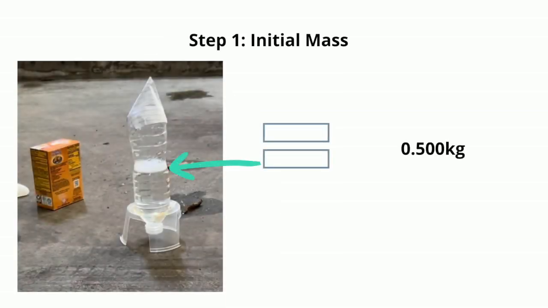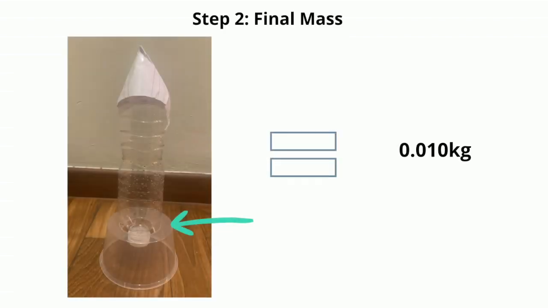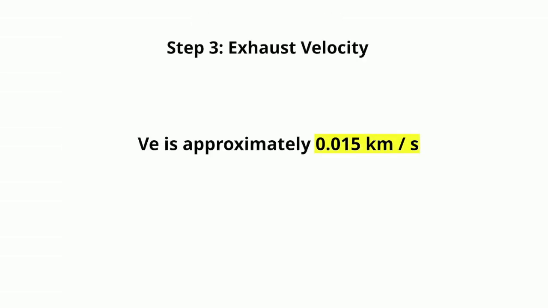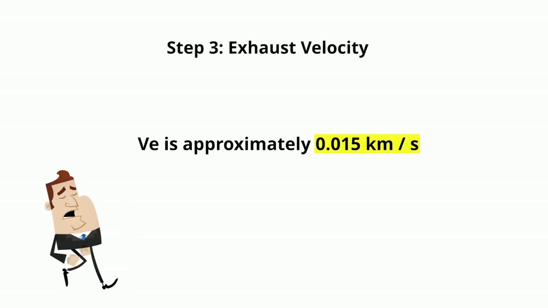Now that we've understood this equation, let's try applying it using the classic baking soda and vinegar rocket. Step 1 is finding the initial mass of the filled bottle. Step 2 is finding the mass of the empty bottle. Step 3 is the exhaust velocity of the fuel, essentially how fast the fuel leaves the nozzle. For baking soda and vinegar, it's about 0.015 kilometers per second.